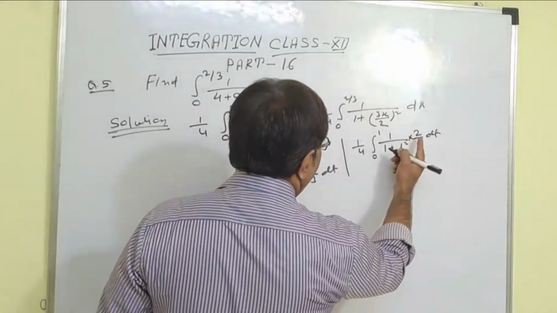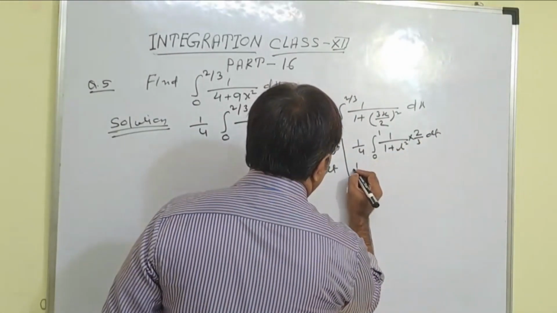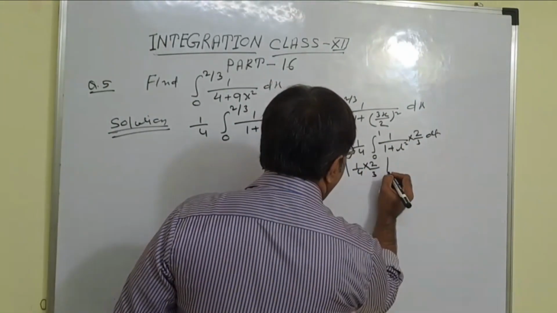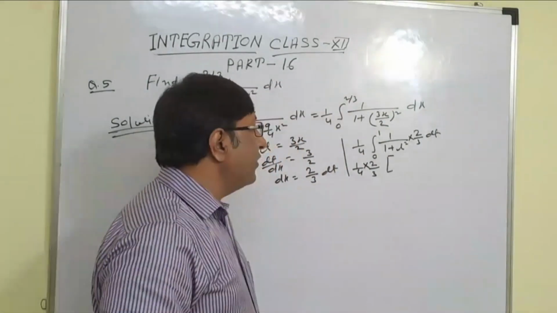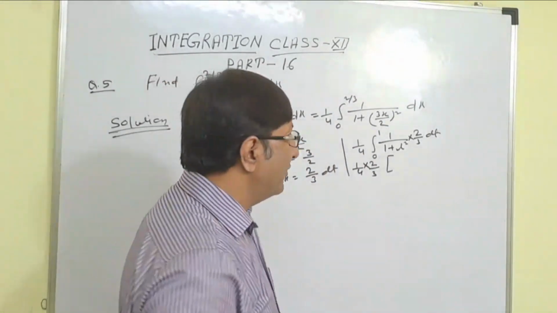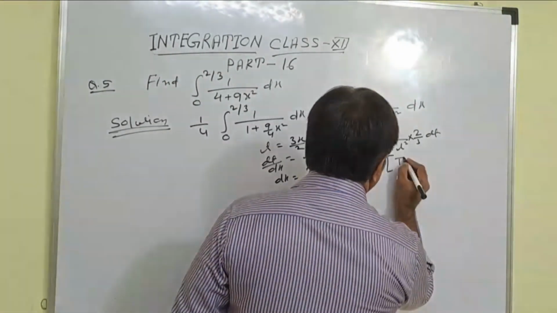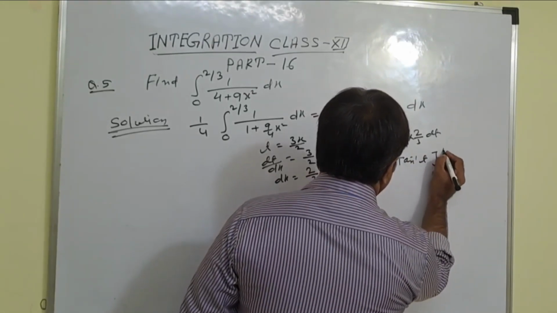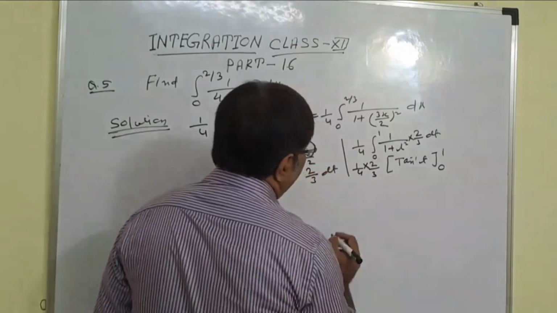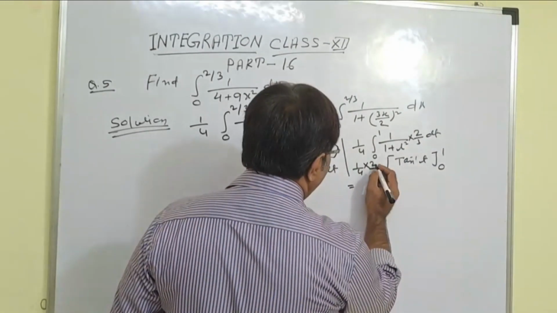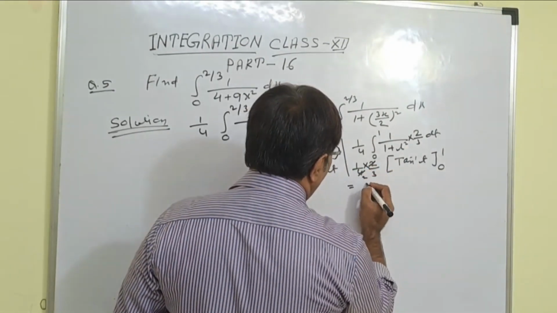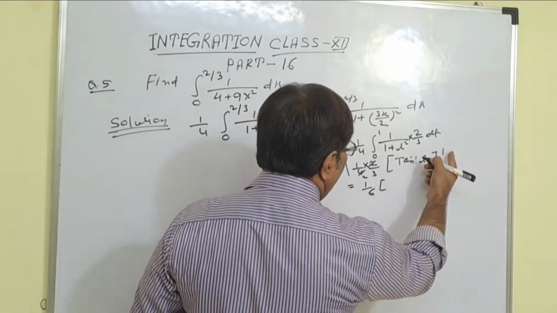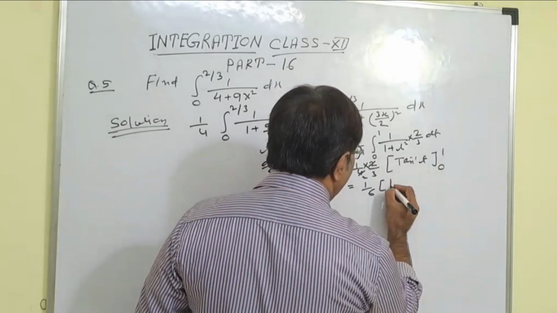So we can write 1 by 4 multiplied by 2 by 3. And the integration of 1 by 1 plus t square is tan inverse t, with upper limit 1 and lower limit 0. So 2 ones are 2, giving 1 by 6 into tan inverse t. Putting the upper limit 1, we get tan inverse 1.